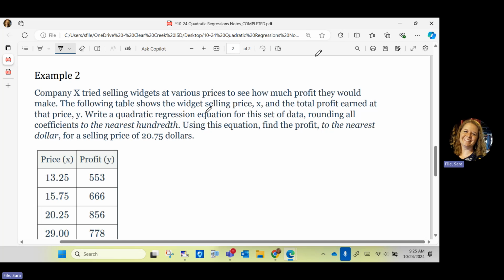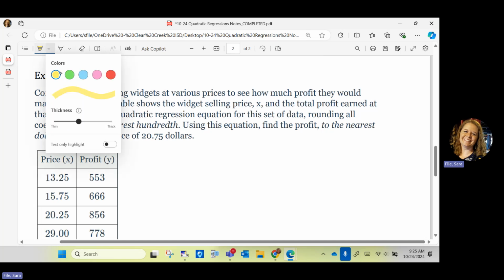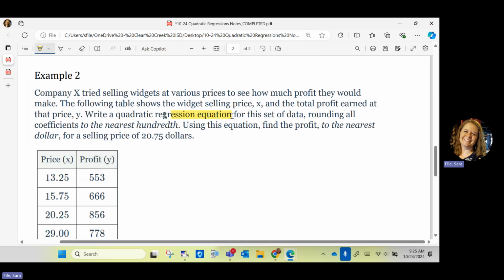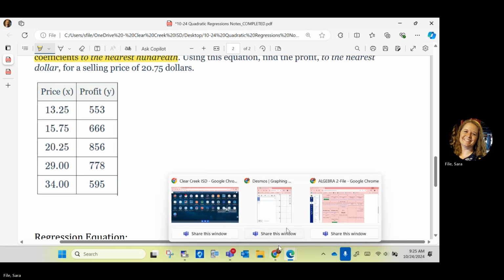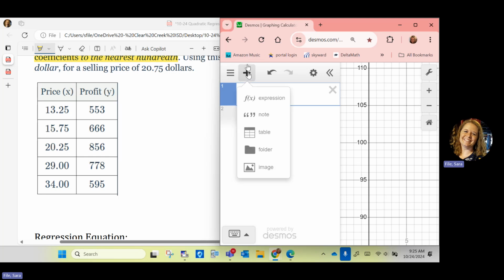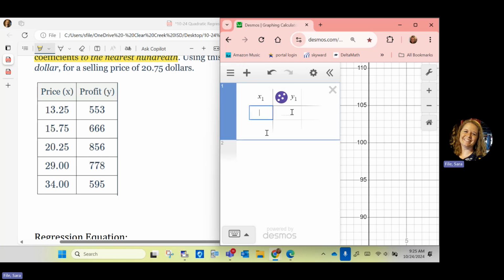Write a quadratic regression equation for this set of data, rounding all coefficients to the nearest hundredth. Okay, so we're going to do the same thing we did on the last one. We're going to write a quadratic regression equation, but we are rounding coefficients to the nearest hundredth instead of tenth this time. But I'm still going to start by creating a table. So add table. I'm going to put in the data.